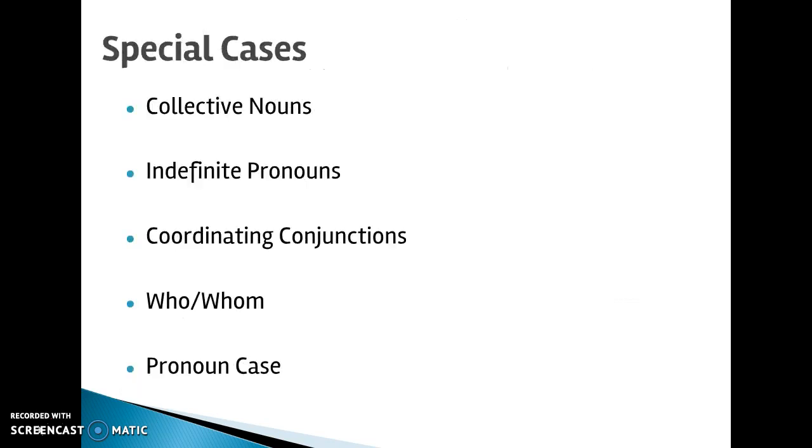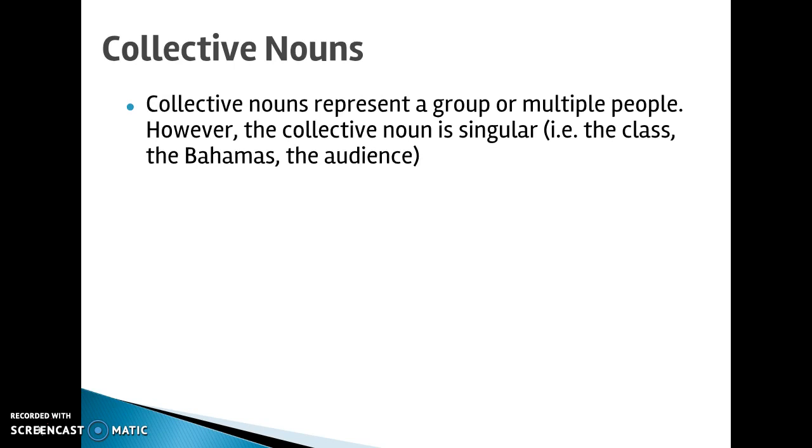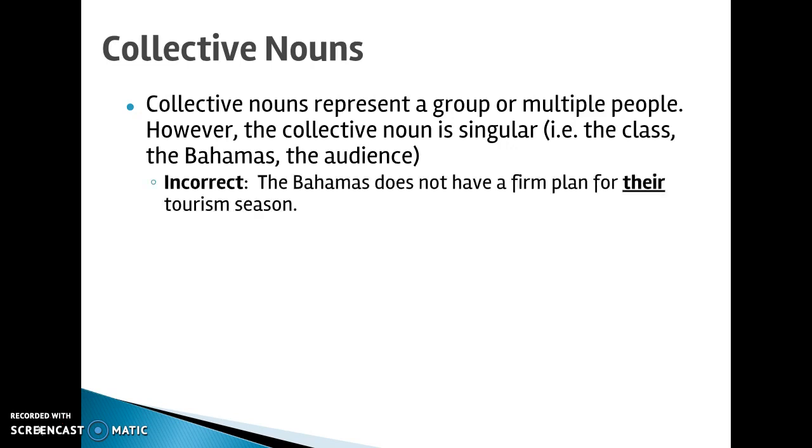So here are some special cases. These are the cases that complicate pronoun antecedent agreement. We're going to go through each of these five. Let's talk collective nouns. We learned this back with subject-verb agreement, so here's a bit of review. A collective noun represents a group or multiple people. The collective noun, however, is singular. So for example, the class, the Bahamas, the audience, it's a singular noun that represents a whole group of people.